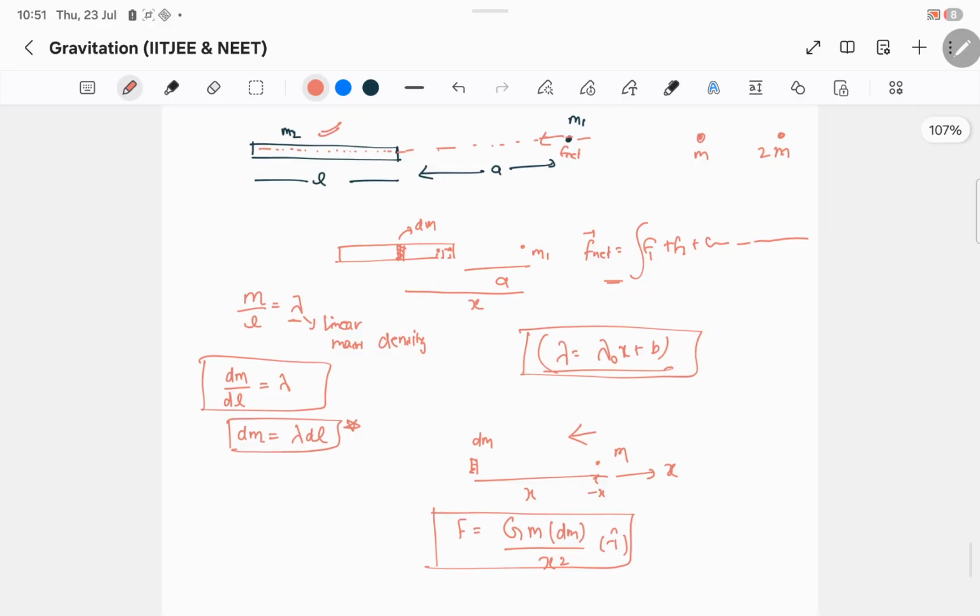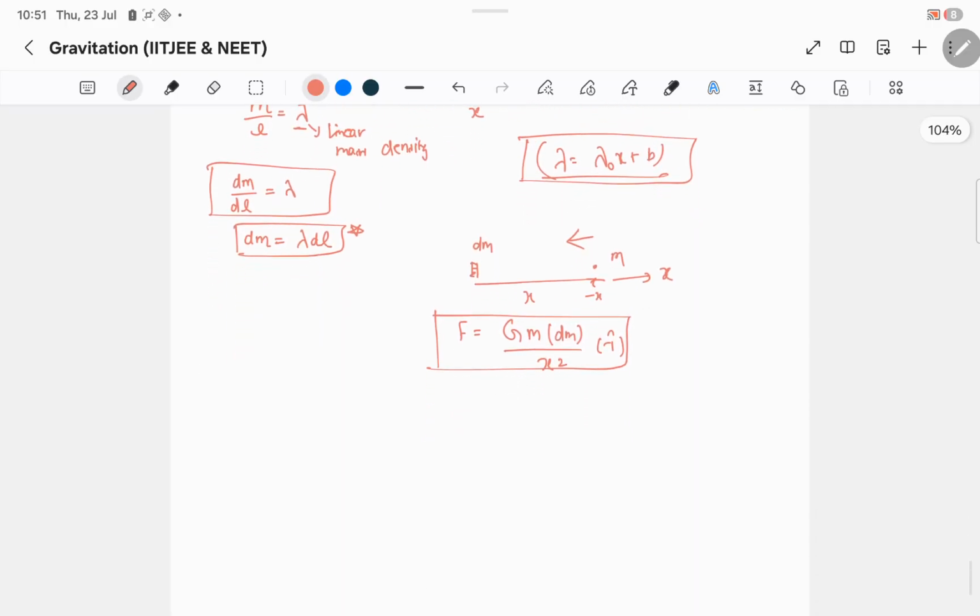Now we have to take help of integration. This is for small mass m, and if I add these small masses, it will be an entire rod. So this is the same method. If I add the small forces, dF, the small force because of small mass dm, and do integration, I will get F net. So F net is the integration of this small force.